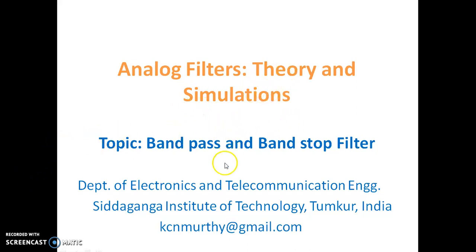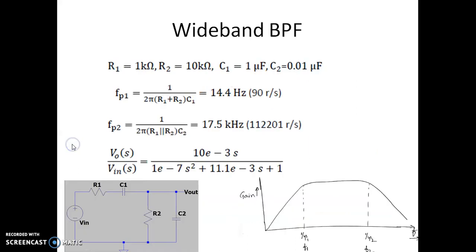So in this video we see both band pass filter and band stop filter analysis, both theory as well as simulation. This is what you have seen in the previous video. So it's a wideband band pass filter. This is a circuit diagram, and it was supposed to have a wide bandwidth. That's why we have selected FP1 and FP2 too far away.